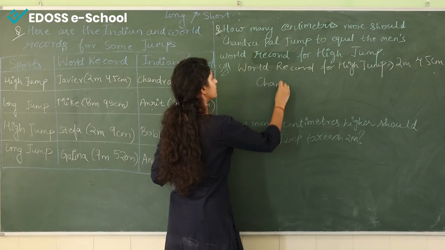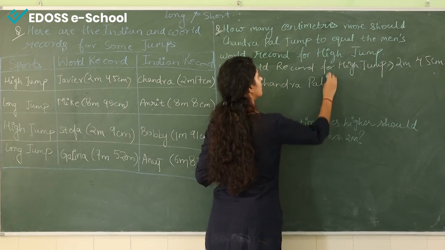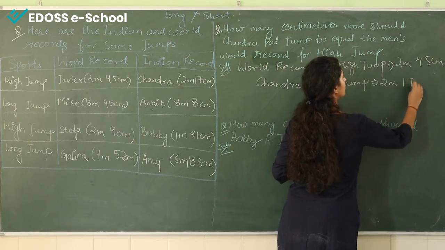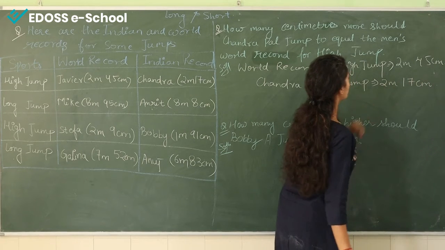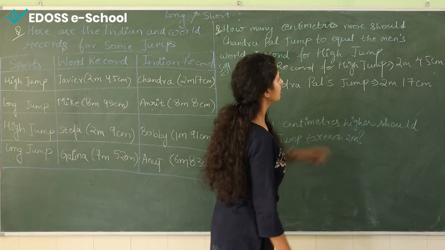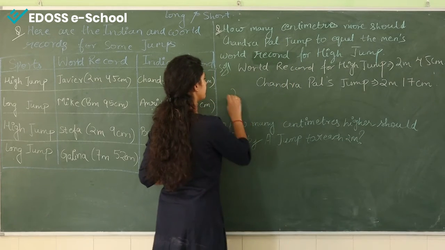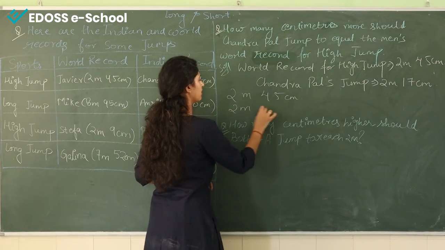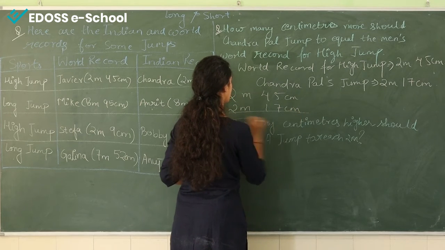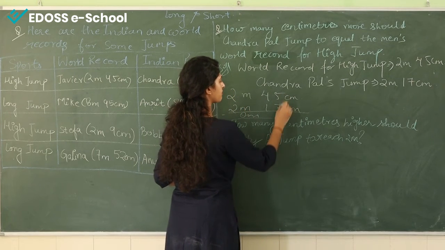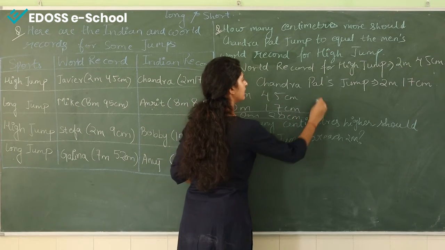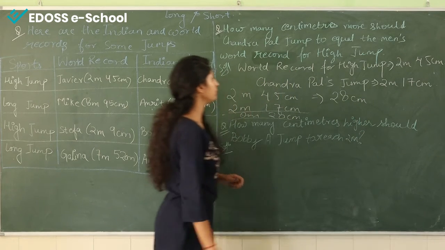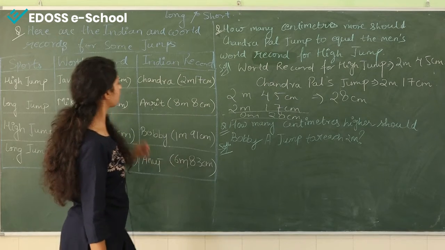Here Chandrapal's jump is 2 meter 17 centimeter. So here we have to subtract 2 meter 45 centimeter minus 2 meter 17 centimeter. So 2 meter minus 2 meter is 0 meters and 45 minus 17 is 28 centimeter. So Chandrapal has to jump 28 centimeter more so that he can be equal to world record for high jump, that is 2 meter 45 centimeter.